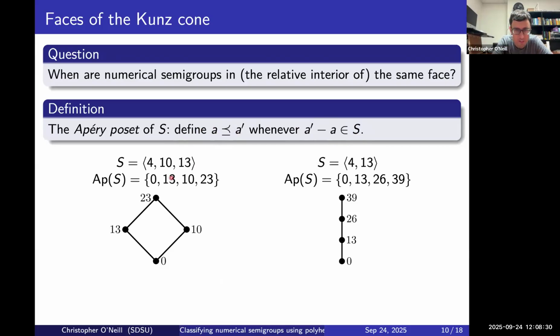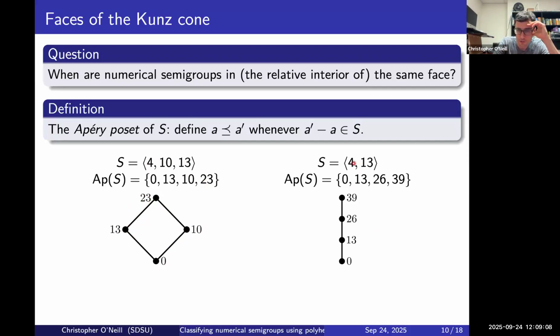Right, so down here we have a couple of examples. Your semigroup is generated by 4, 10, and 13. Well, 10 and 13 both end up in the apiary set, and that last element ends up being 23. That's sort of the smallest way to get to 3 mod 4. From 1 mod 4 and 2 mod 4, as you add those together, you get 23. And so this is the poset we end up getting. In particular, 23 is above 13 because their difference is 10. 23 is above 10 because their difference is 13. But 13 and 10 are incomparable because 13 minus 10 is 3, which is not in the semigroup. So we get this poset structure here.